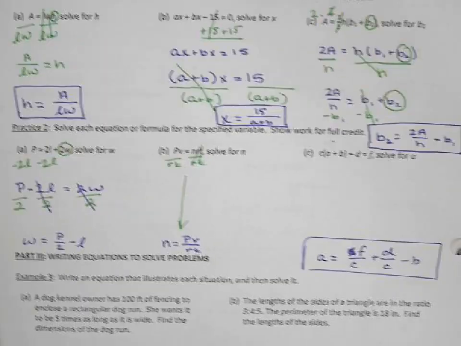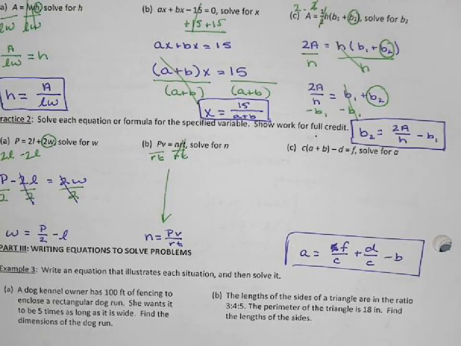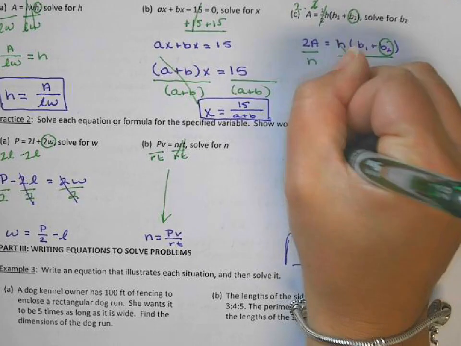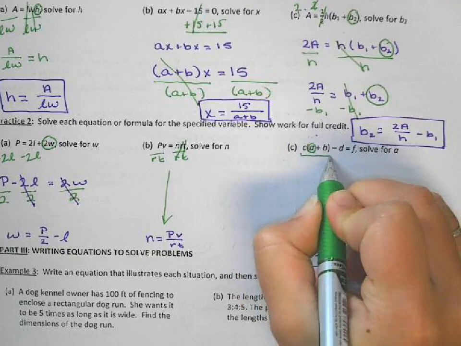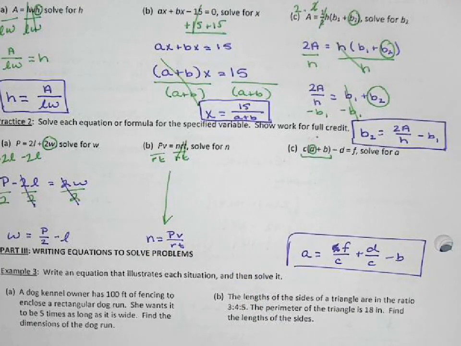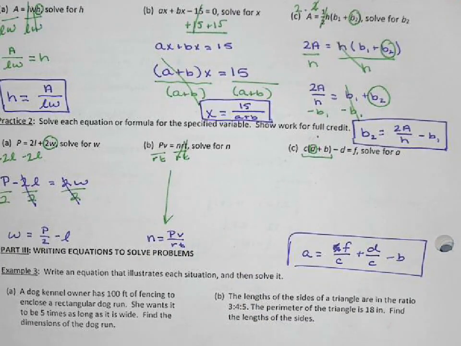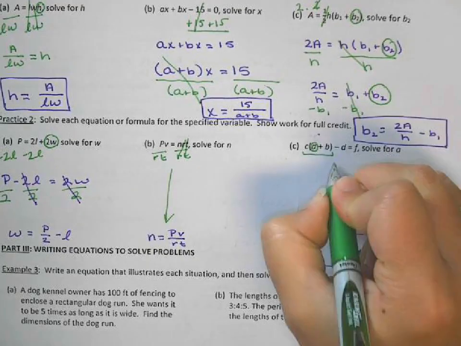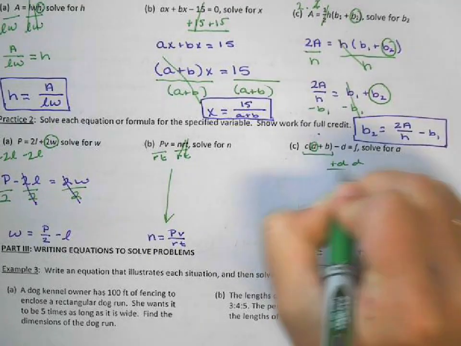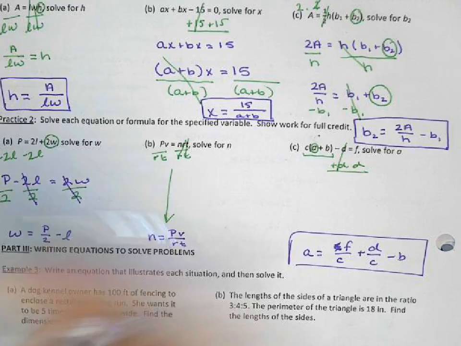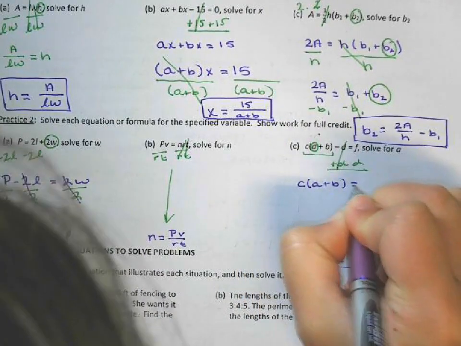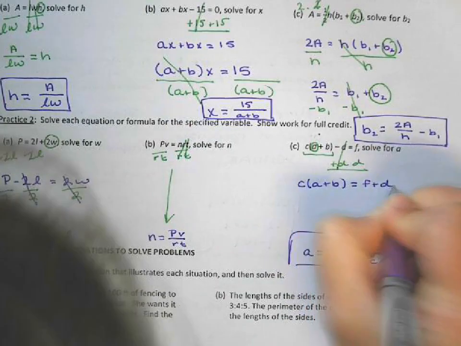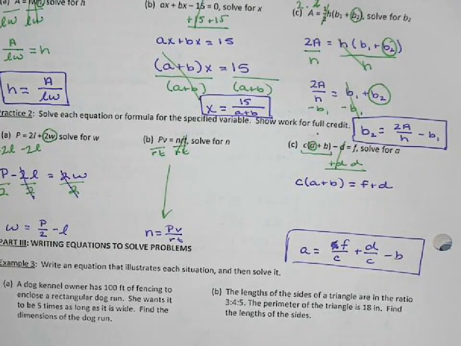All right. Part C. We are trying to get a by itself, and it's inside those parentheses. Okay, so here you have your first term, and then there's that second term. You have to get rid of that other term first. So we're going to add d to both sides. So we'll have f plus d over there.